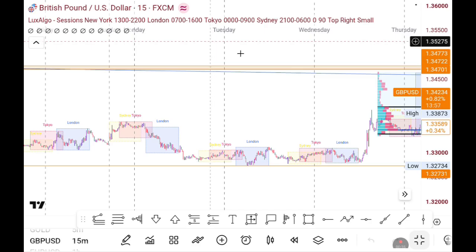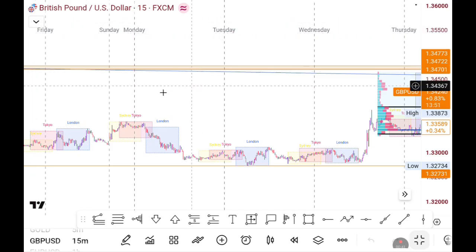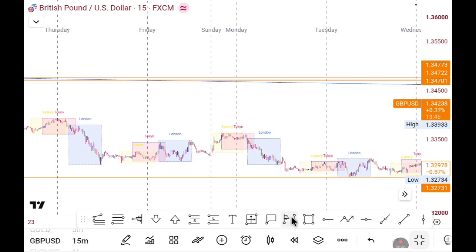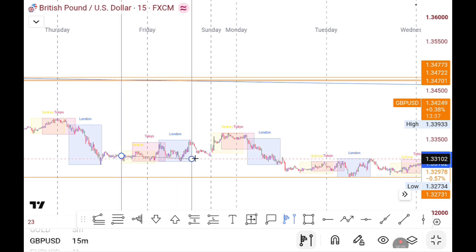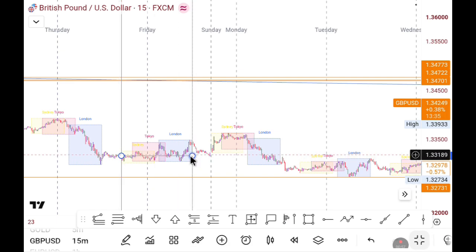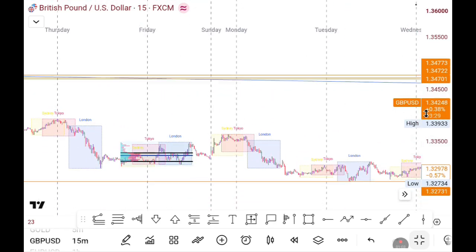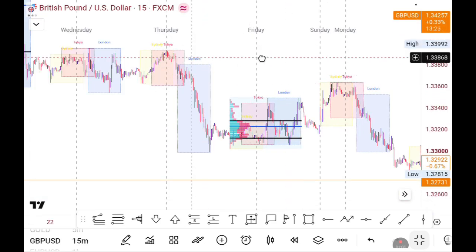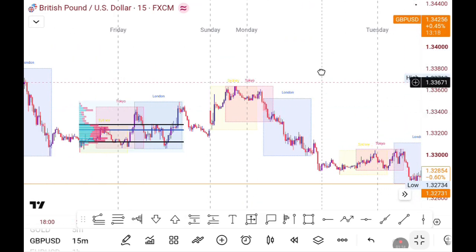The first thing we did on Monday was to mark Friday's high and low. It was simple: take your volume profile and mark from the beginning of the Asia session to the London session of the Friday, not New York. So we got our high and low, and let's see how the market played.